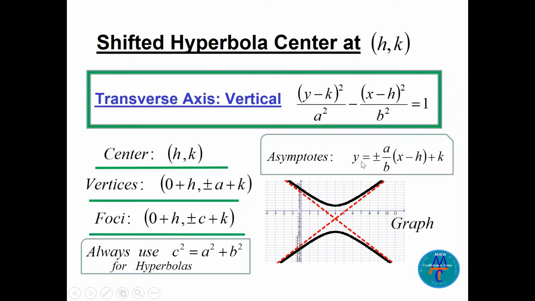The second type, we have a vertical transverse axis. So we have y minus k squared over a squared minus x minus h squared over b squared is equal to 1. The asymptotes we know. The vertices were 0, a and 0, minus a. We add h to the x, we add k to the y. Same thing for the foci, and the same formula for finding c.